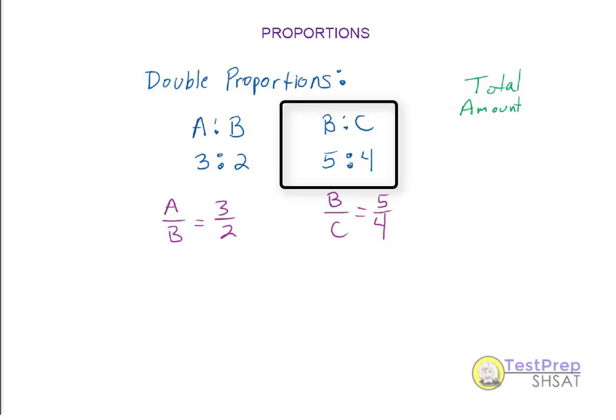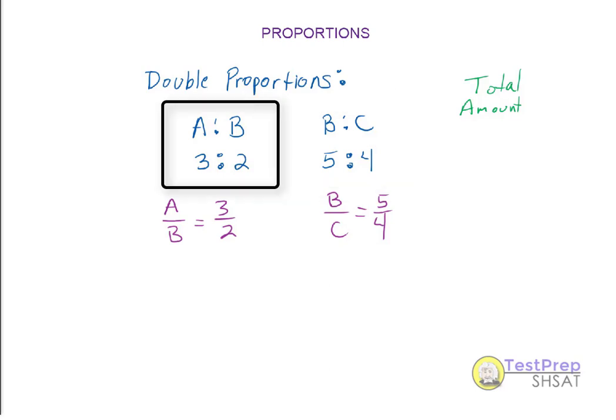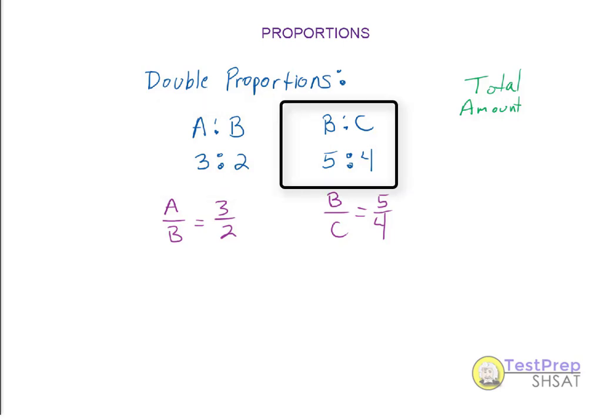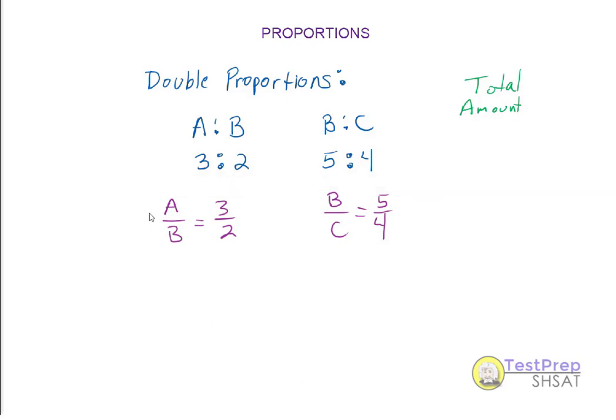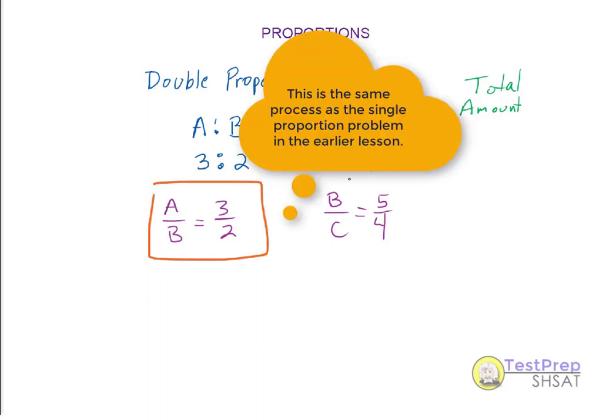Let's take a look. Suppose I had two different proportions. A to B is 3 to 2. B to C is 5 to 4. Each of those I can set up as separate proportion equations. A to B is 3 to 2. That's A divided by B equals 3 divided by 2 as the proportion equation. And secondly, the B to C is 5 to 4. Well, that's B divided by C equals 5 divided by 4.